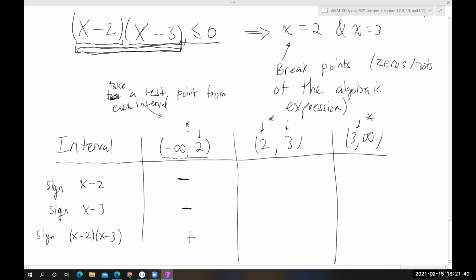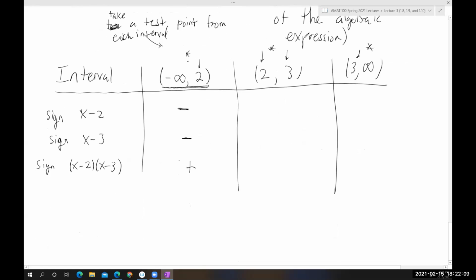So we can know immediately that we can rule this interval out, because when you take a number from this interval, you get something that does not satisfy the inequality. You get something that's greater than or equal to 0. We want those values of x which make this whole thing less than or equal to 0, or negative. So right here, this interval is not part of the solution set.